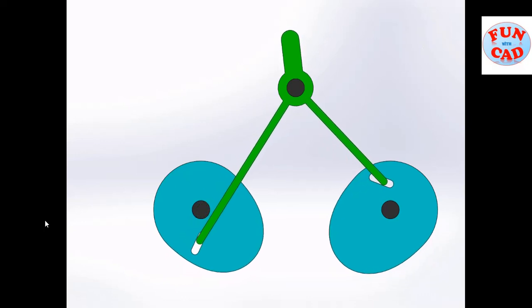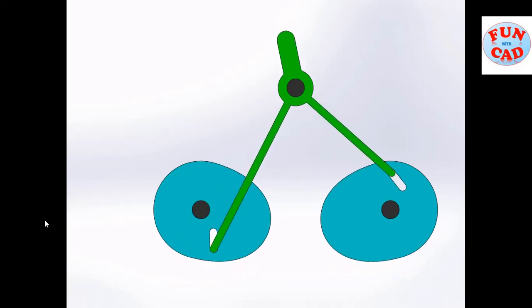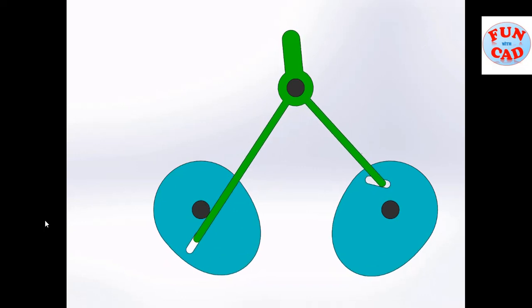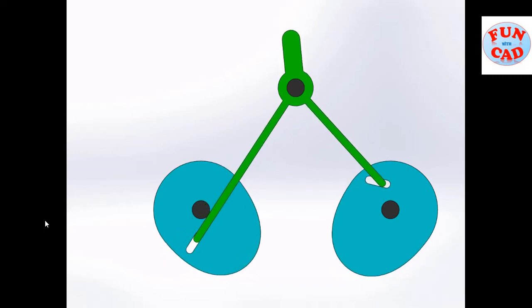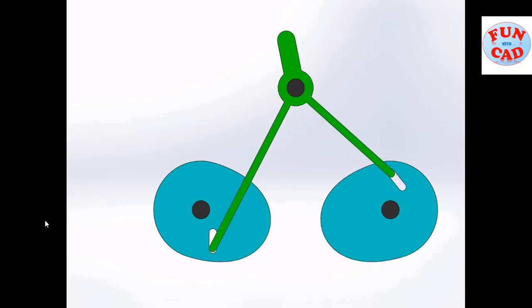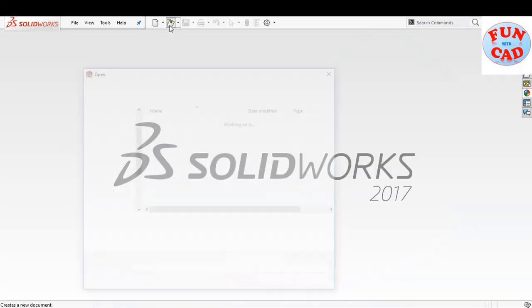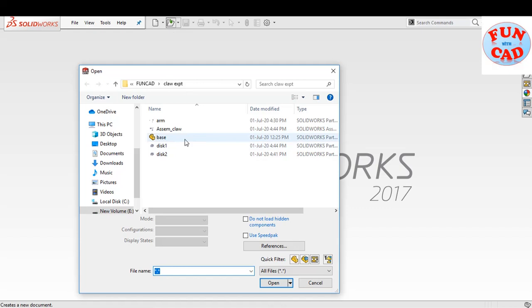Hi everyone. In this video, we will see a mechanism in which two discs are rotated by simple motion, using SolidWORKS 2017. So let's start. I'll open the already made parts by me.